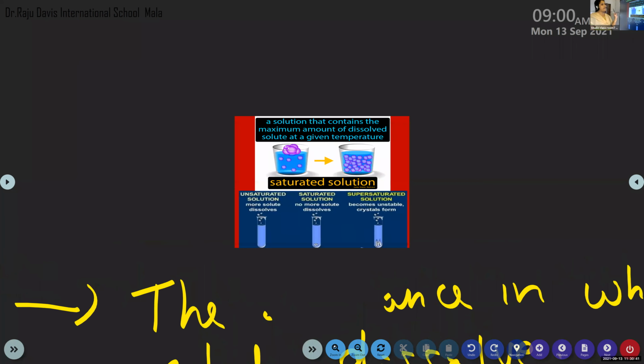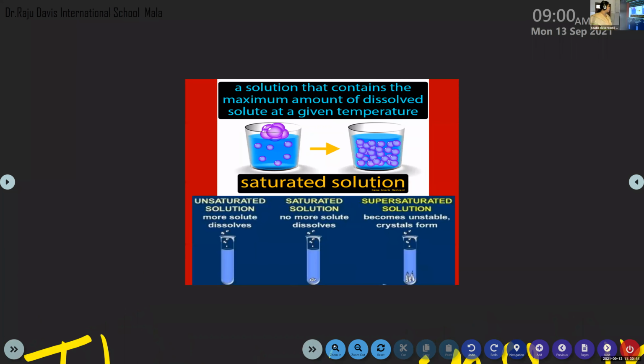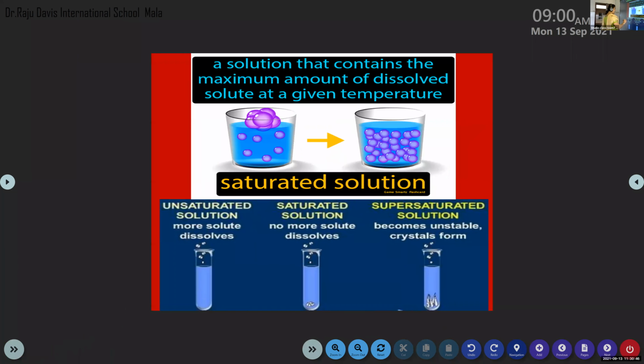There are three types of solution we have. One is known as unsaturated solution. That is number one. You can write it down: more solute dissolves. What do you mean by unsaturated solution? More solute dissolves. Then the second one, saturated solution: no more solute dissolves. Some dissolve, but not fully.